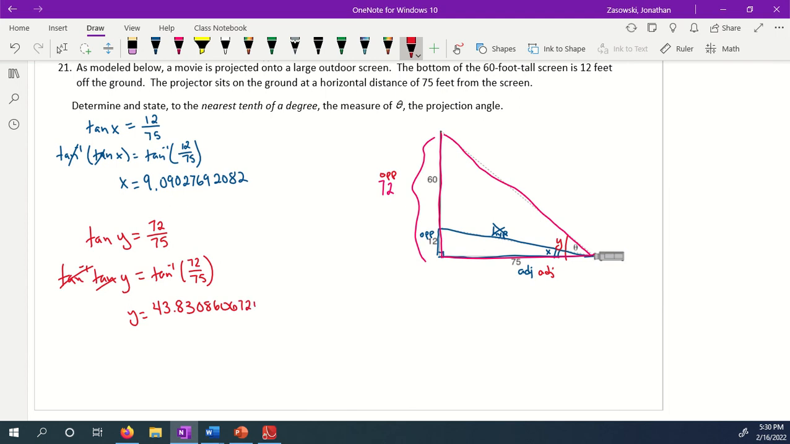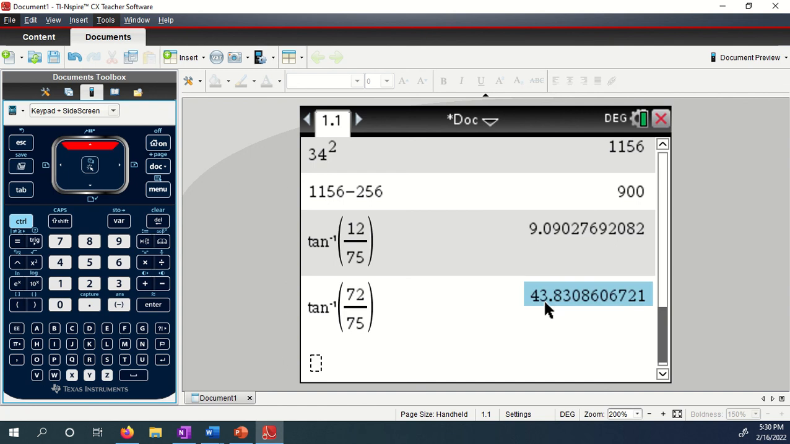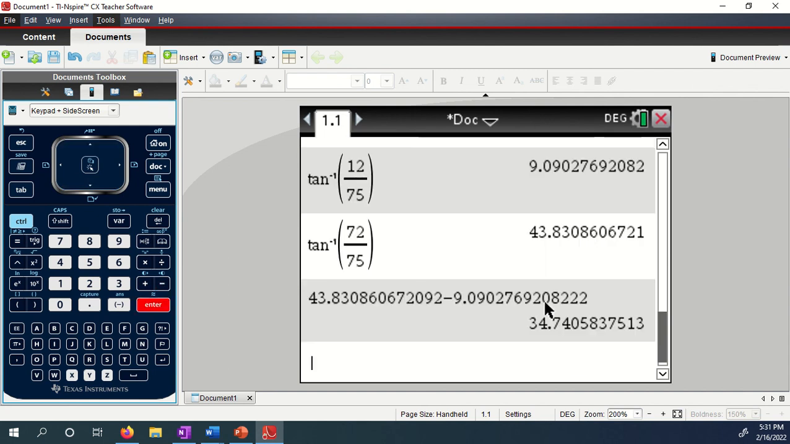And then all we're going to do to get the measure of theta is just subtract y and x. So take x away from y, or do y minus x. So theta equals, and we're going to take 43.8 point, right? Subtract away, and then round. Now, if you had rounded early, right? If you rounded early, you would have gotten 43.8 and 9.1 if you rounded to the nearest tenth early.